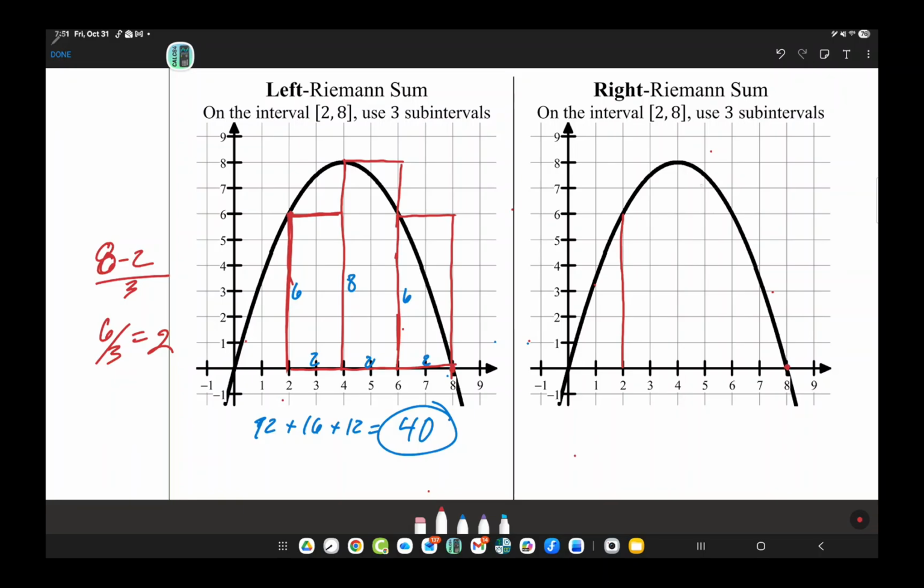Same shape, same number of intervals. But this time we are basing this on the right Riemann sum. So we're basing the height on the value to the right. So this would just be 0, because the height of that is 0. This would be 2 times 6 and then 2 times 8. So that would give you 16 plus 12, which is 28.